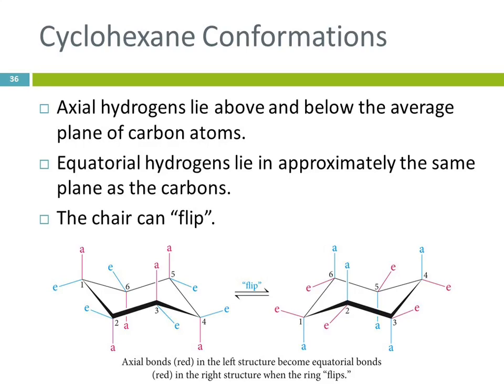And the chair can flip. See this green one down here? It's axial right now. If I flip the chair, now the green one is equatorial. And so the cyclohexane can flip, and the hydrogens that were equatorial become axial and back and forth.